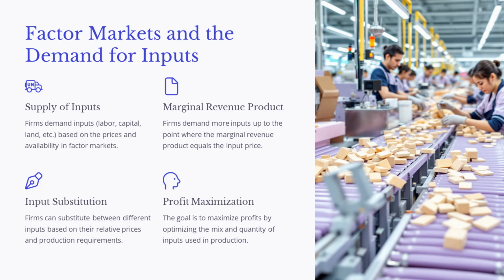Firms demand inputs like labor, capital, and land based on the prices and availability in factor markets. Firms want to maximize the marginal revenue product of each input, that is, the extra revenue generated by using one more unit of that input. Firms can substitute between different inputs depending on their relative prices and how well they fit the production process. The ultimate goal is to maximize profits by optimizing the mix and quantity of inputs used in production.